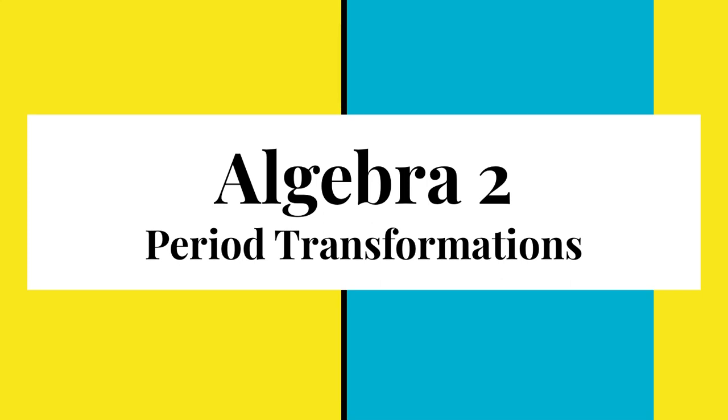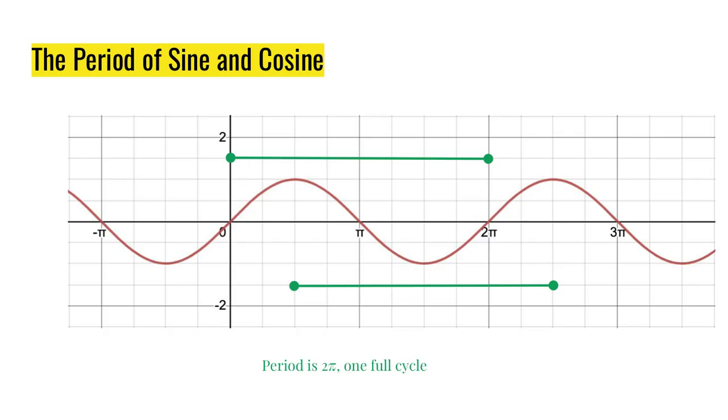Hello, Algebra 2 friends. We are here for another section, period transformations of trigonometric functions. Let's go. First, let's define period. The period of sine and cosine is how long it takes to move through a full cycle.